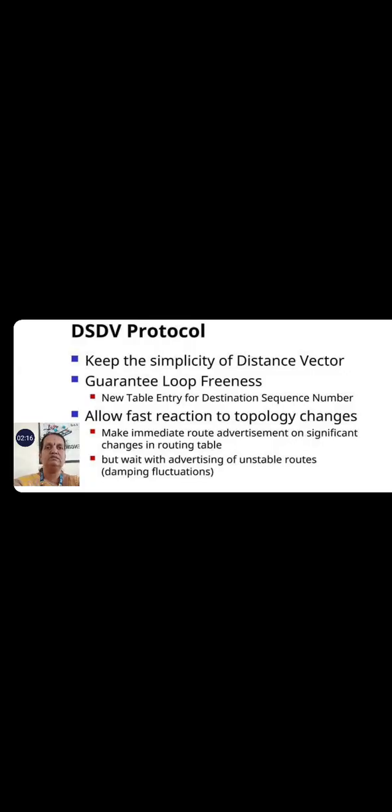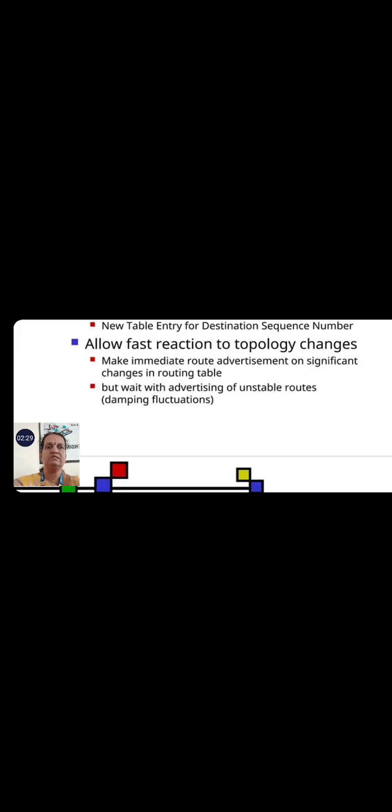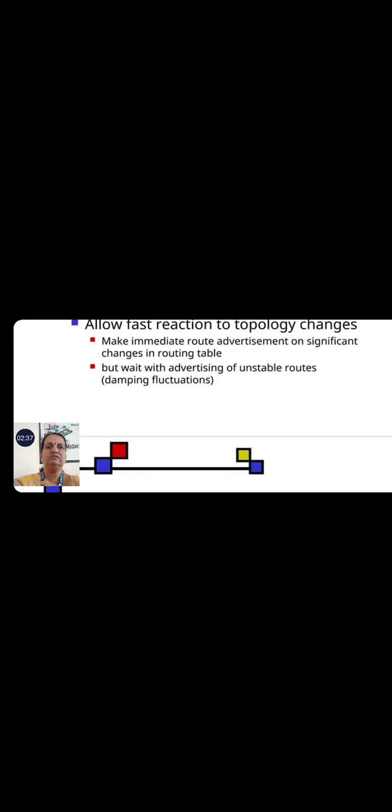And the first one is again a continuation of the characteristics. This keeps the simplicity of the distance vector. It guarantees loop freedom. It never creates a new table entry for a destination without a sequence number. It allows fast reaction to topology changes. It makes immediate route advertisement on significant changes in the routing table, but waits with advertising of unstable routes, damping fluctuations also.